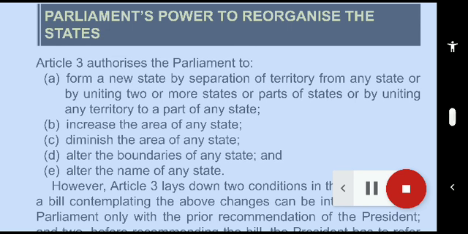Parliament's power to reorganize the states. Article 3 authorizes the Parliament to A. Form a new state by separation of territory from any state, or by uniting two or more states or parts of states, or by uniting any territory to a part of any state. B. Increase the area of any state. C. Diminish the area of any state. D. Alter the boundaries of any state, and E. Alter the name of any state.